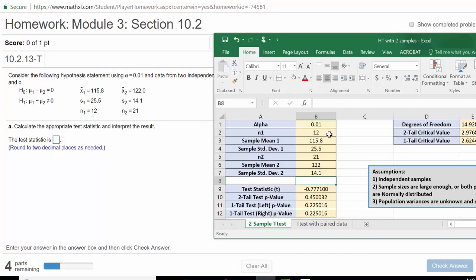All right, let's go ahead and answer these parts. Calculate the appropriate test statistic and interpret the result. Okay, this would be this value right here. And if you try to match this, it is actually the formula from your textbook. I just typed it in Excel format. Okay, so negative 0.78.